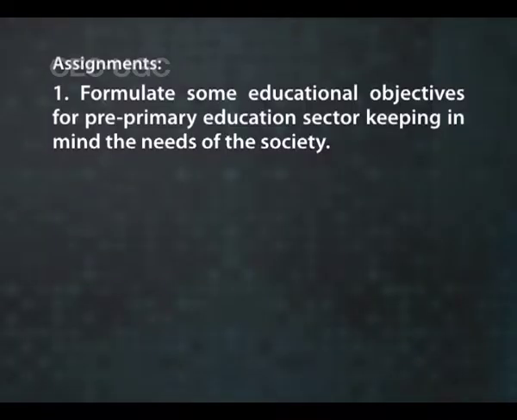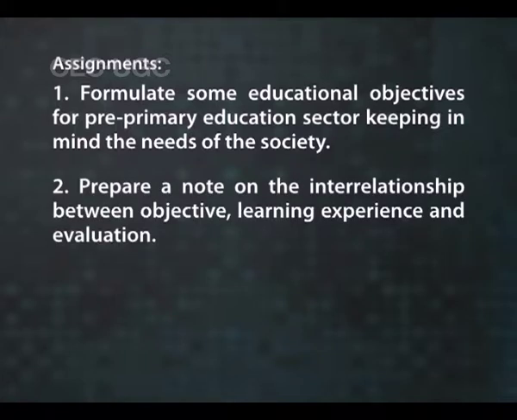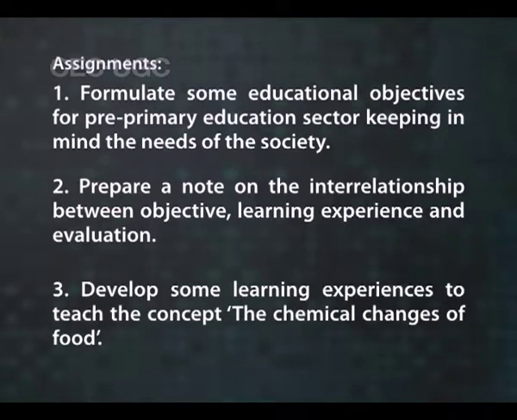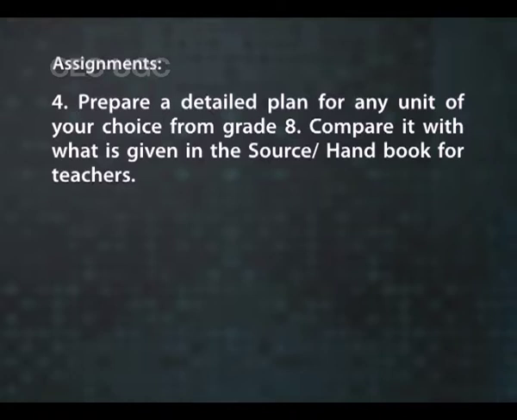Remember, this is an example for learning experience. Assignments. Formulate some educational objectives for pre-primary education sector, keeping in mind the needs of the society. Prepare a note on the interrelationship between objective, learning experience and evaluation. Develop some learning experiences to teach the concept the chemical changes of food. Prepare a detailed plan for any unit of your choice from grade 8. Compare it with what is given in the source or handbook for teachers.